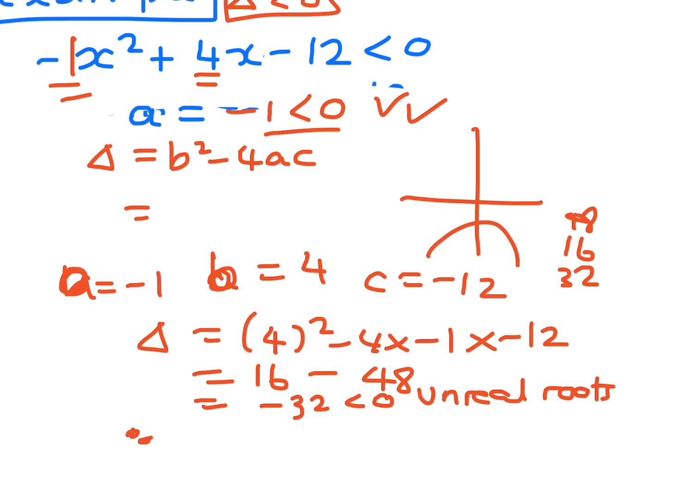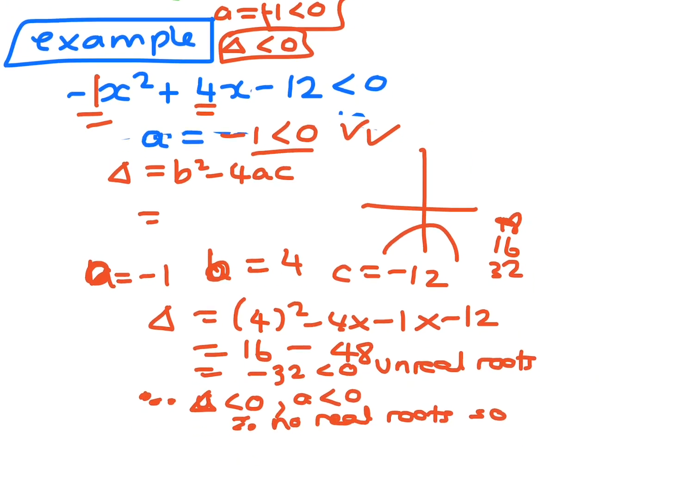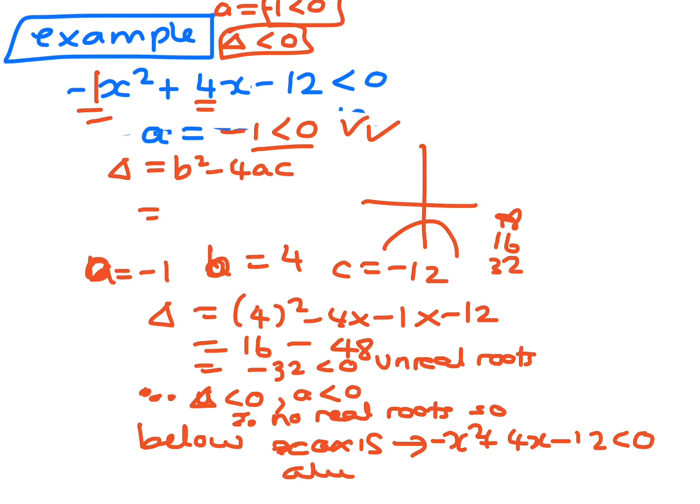So just concluding: the discriminant is less than 0 and a is less than 0. Therefore, no real roots. So it is below the x-axis. That means all the y values of this expression, no matter what x value you put in there, will always be negative.